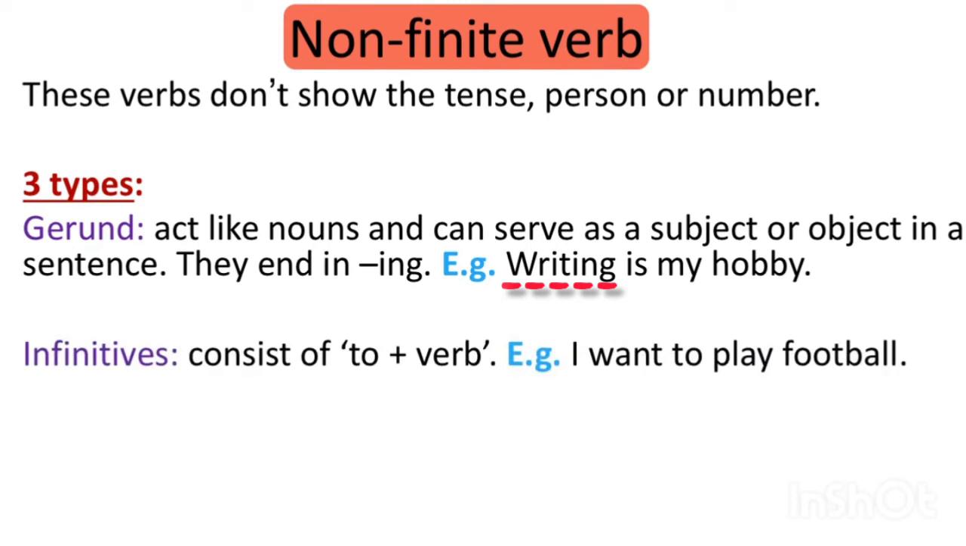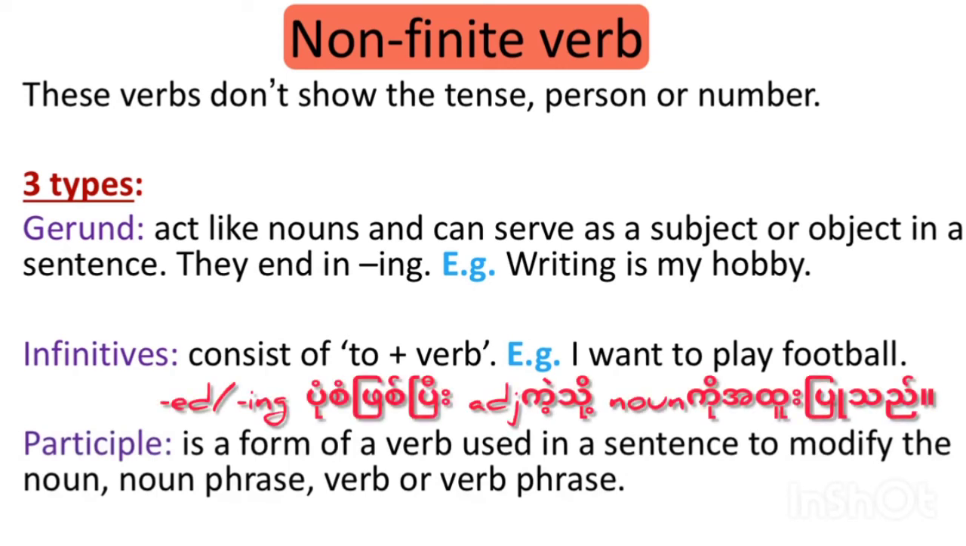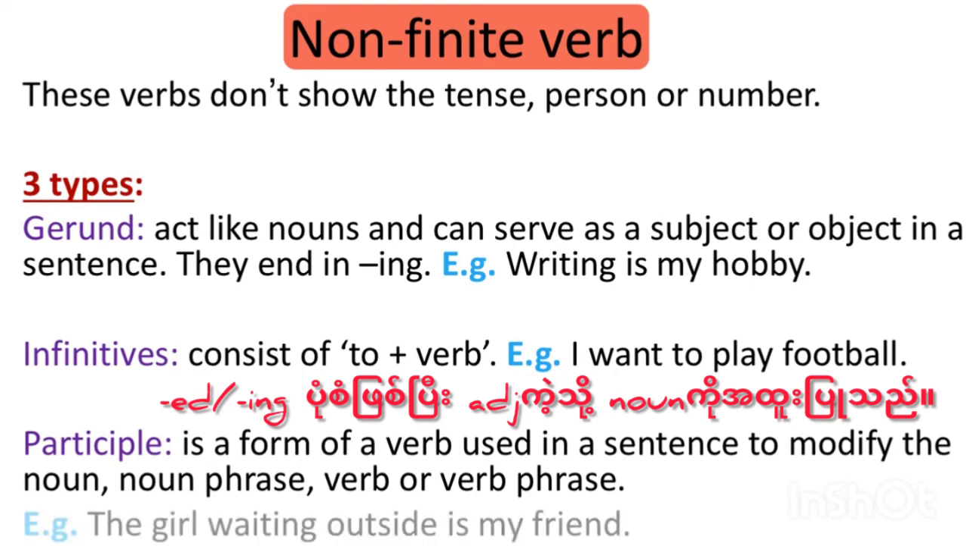Infinitives. This is another type and consists of to plus the verb. For example, I want to play football. Participle. This is a form of a verb used in a sentence to modify the noun, noun phrase, verb or verb phrase. For example, the girl waiting outside is my friend.